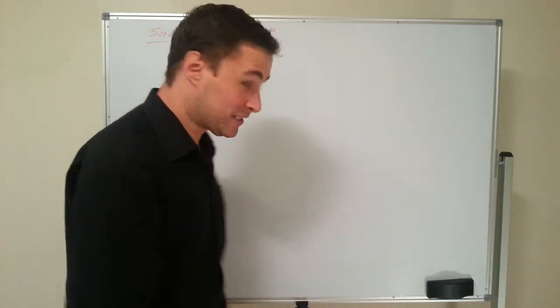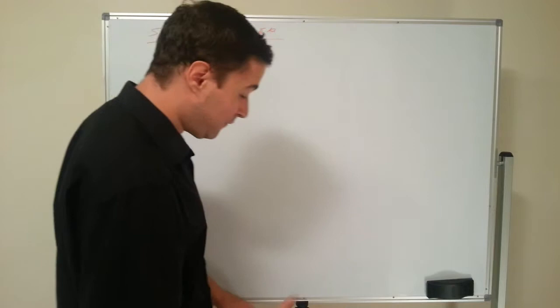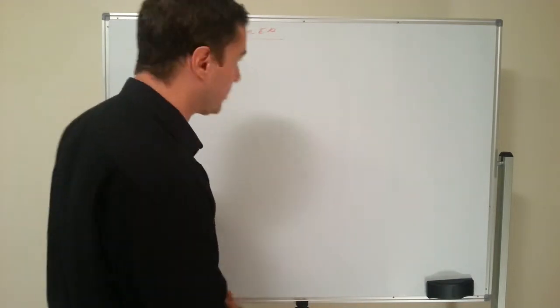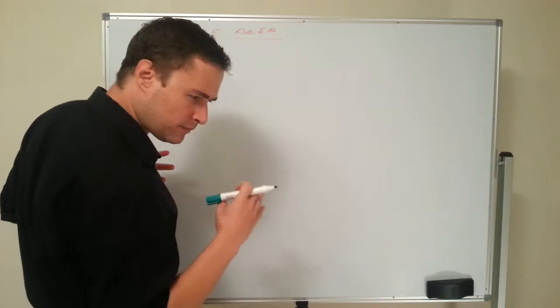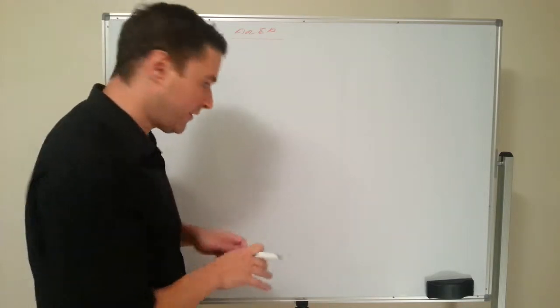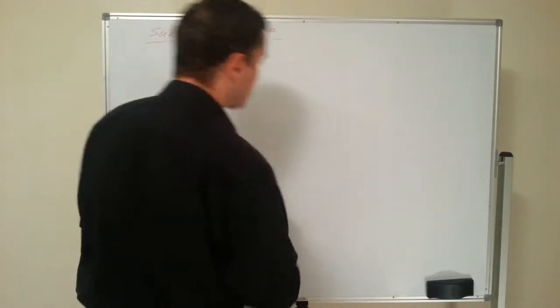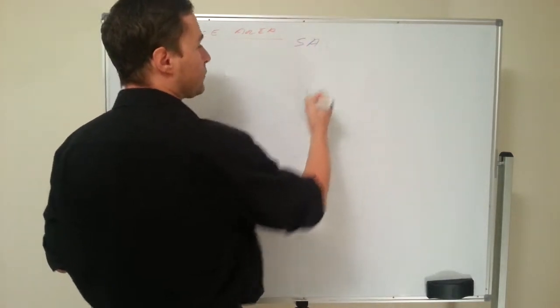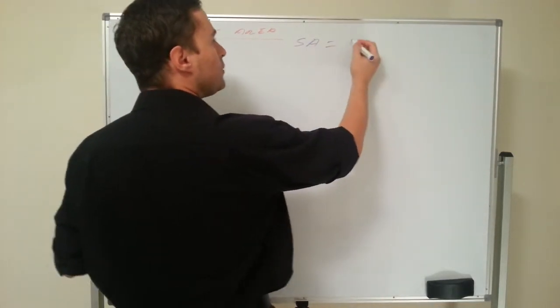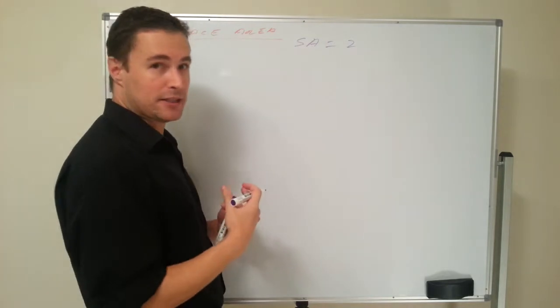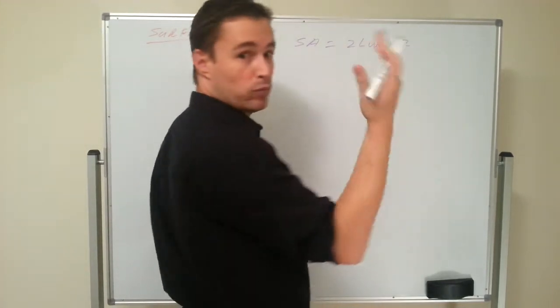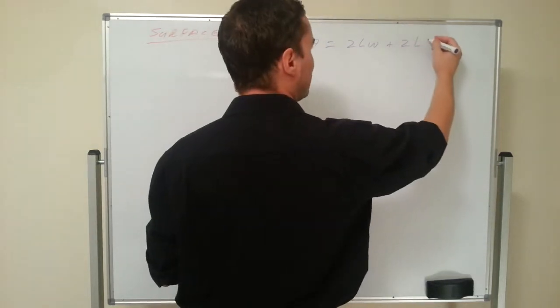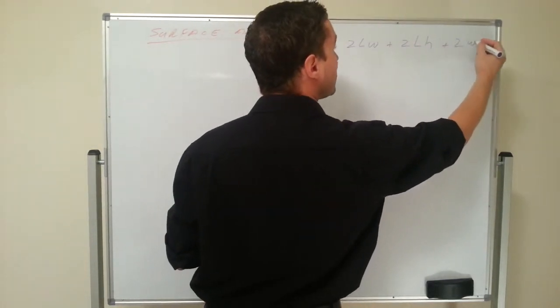Now we start with this in year 7, and this is the first 3D thing that you learn how to deal with. I'm going to give you the formula, and then we're going to talk about where it comes from. So the formula for the surface area of a 3D cuboid is 2 length times width, plus 2 width times height, plus 2 length times height.